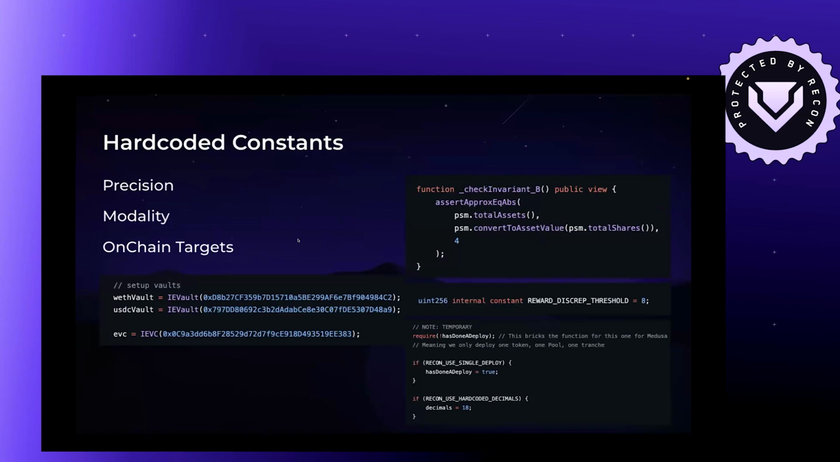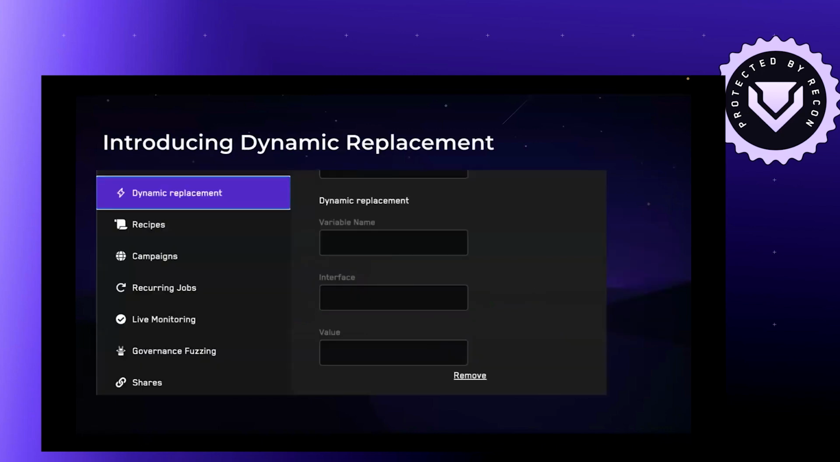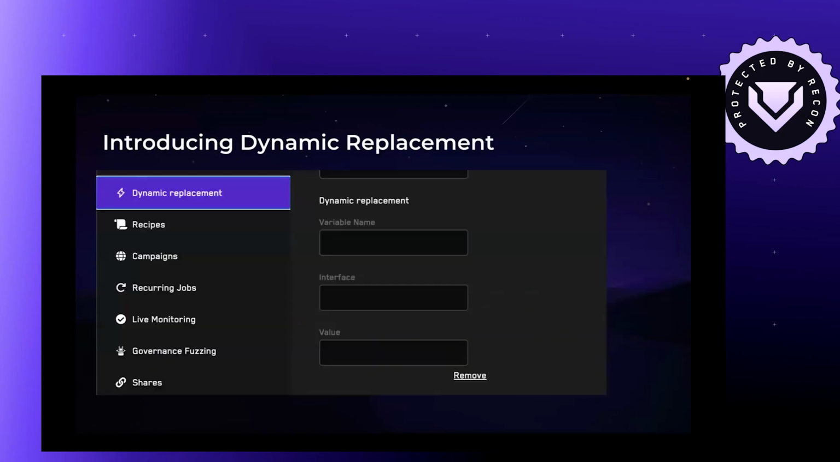But fundamentally, many tests tend to have hard-coded constants, whether it's because you're testing against a mainnet target, or because you have some sort of precision value, or perhaps you are hard-coding the decimals for the tokens that you want to test for. And so something we've introduced is a feature called dynamic replacement, which means that we can simply grab a constant from your test, and then in the UI, you will type the variable name, the type, and the value. So you will type WBTC decimals of uint8 with a value, for example, of 18.